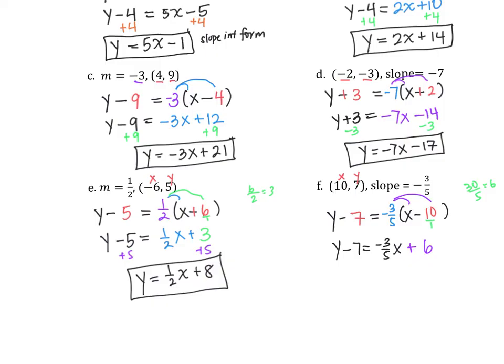Then let me go ahead and do the last step. Plus 7, plus 7. 6 plus 7 is positive 13. So y equals negative 3/5 x plus 13.